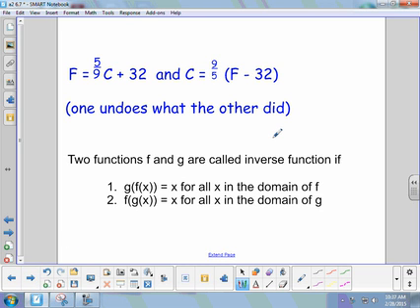Well, I'm sure right about now you're asking yourself, gosh, what is an inverse? Well, one undoes what the other did. These examples up here are equations that you've seen before, converting Celsius into Fahrenheit, converting Fahrenheit into Celsius. Those are examples of inverses. One undoes what the other did. And if you want to get into the math speak of it, they are inverses. If you were to do the composite, you'd plug one equation into the other, and vice versa, and you would get x for both of them.